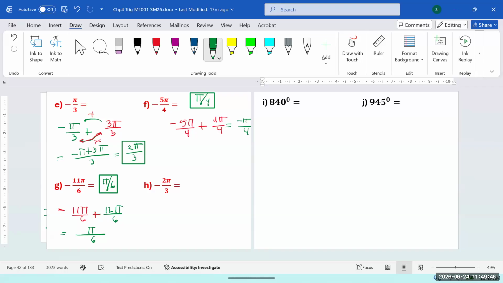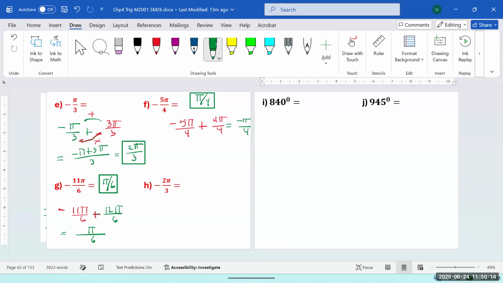So first you decide, if you don't know which pi, just plug in the numerator based on the denominator. For example, here, 11 over 6 is definitely closer to 12 over 6. So you add 12 over 6. This 12 over 6, if you cancel the 6 and 12, it's 2 pi. So it's either 1 pi or 2 pi. This is 1 pi, this is 1 pi, this one is 2 pi.